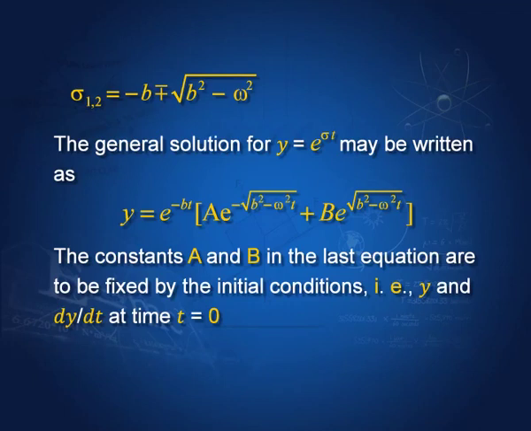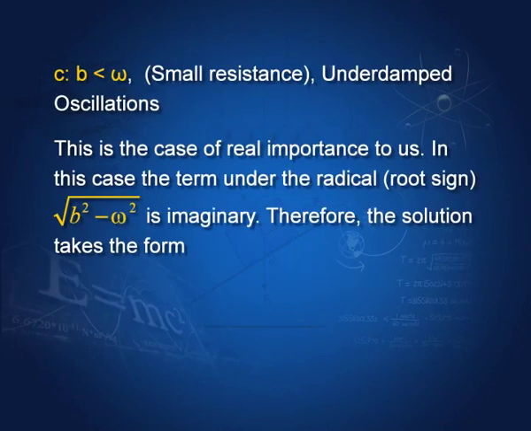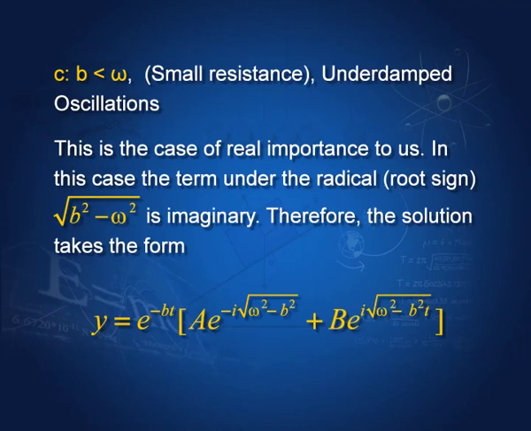So, if we substitute this solution, that is e to the power minus bt into all this solution, and now take b squared minus omega squared as an imaginary quantity, we get this solution: y equal to e to the power minus bt into A e raised to the power minus i, where i is for imaginary, square root of omega squared minus b squared into t, plus B e raised to the power i, again an imaginary quantity, square root of omega squared minus b squared t.